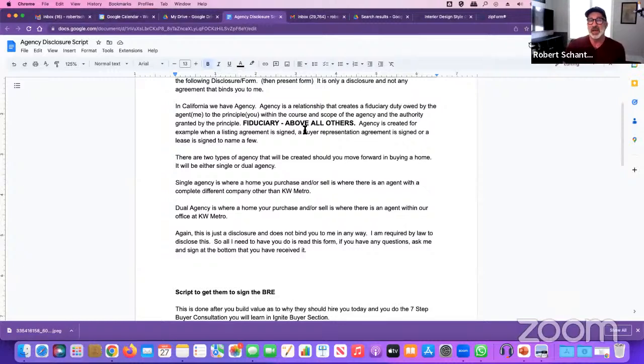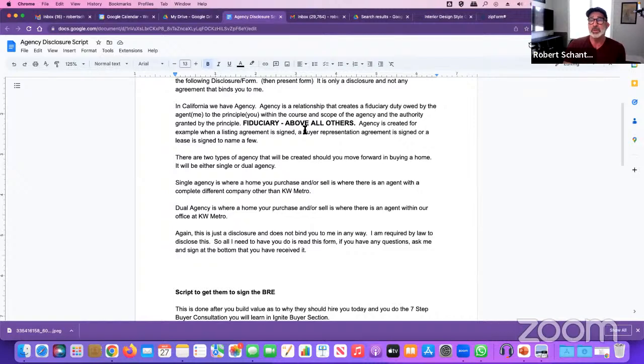Okay, that's kind of a long-winded way, but I wrote all that out because I wanted you to also understand what fiduciary is. You're probably not going to say that to your prospect. The long and short of it would be, I'm required by the state of California to disclose what agency is. There's two forms, single, dual. You can go into those a little bit. And again, I need to give you this form.